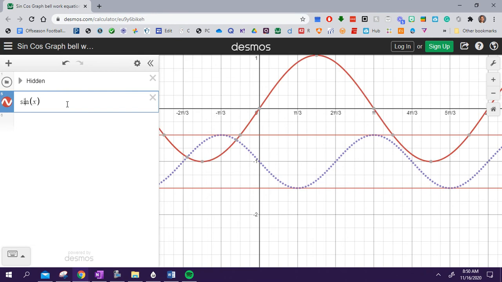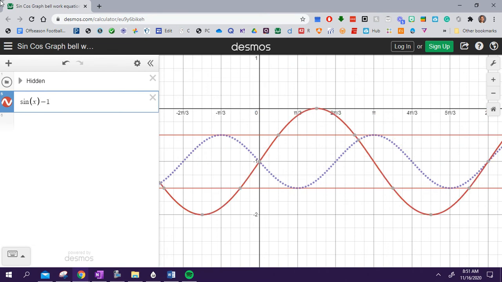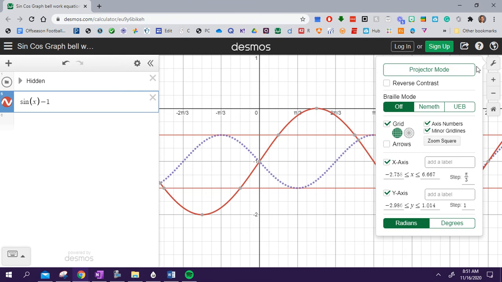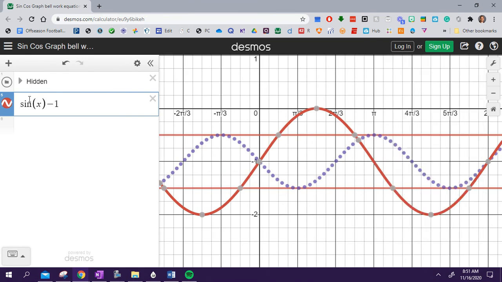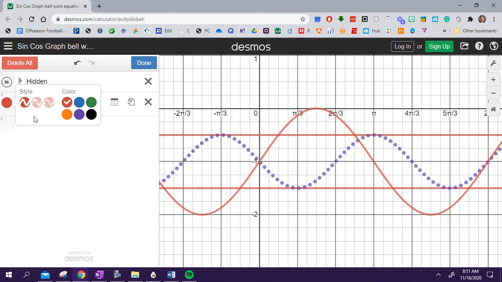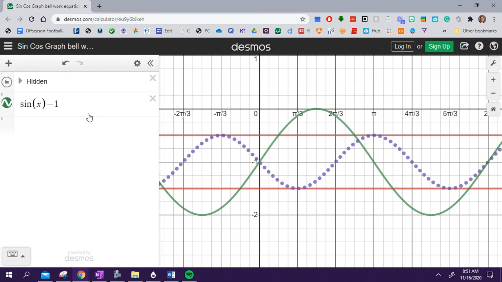Matthew, what do you need to do with this sine graph to get that thing to match up? Shifted it down one because the midline there is at -1, so we shifted down one. That helps me out. Good. Let me adjust a couple things. I hate when the colors are the same. Green it is. All right, there's our graph. Okay, so we moved it down one.